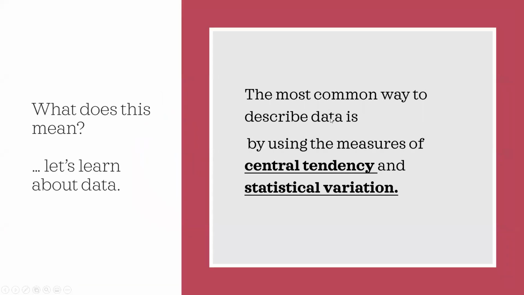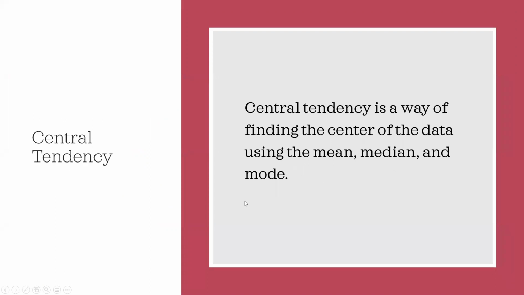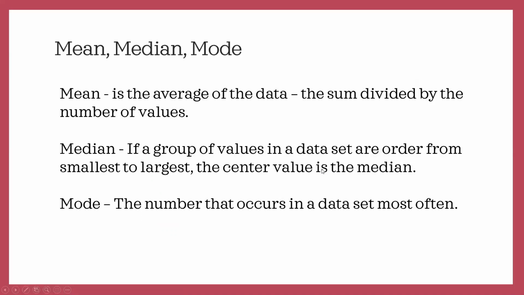So what does that mean? The most common way to describe data when you're talking about science fair is the central tendency and statistical variation. So let's talk about what that means. Central tendency is a way of finding the center of your data using things like the mean, the median, and the mode. This is kind of a review, so I'm going kind of fast, but it's important that you know this before we move on.